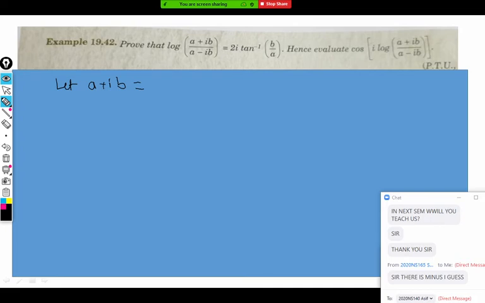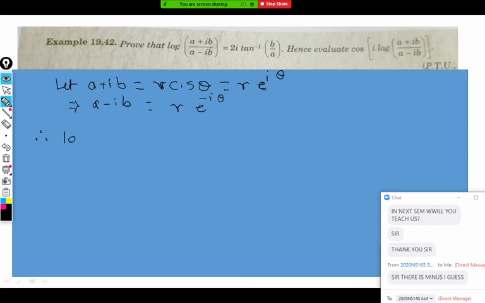Let a plus ib be r times cis theta, or r times e raised to i theta. Is it okay? So what about a minus ib? It is r e raised to minus i theta. Correct.